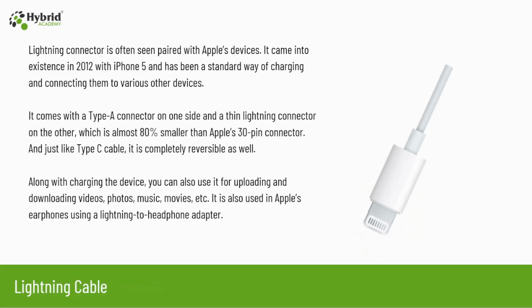Now the last type of connector is the lightning cable. This lightning connector is often seen paired with Apple devices. It came into existence in 2012 with iPhone 5 and has been a standard way of charging and connecting them to various other devices. It comes with a Type A connector on one side and a thin lightning connector on the other, which is almost 80% smaller than Apple's 30-pin connector.